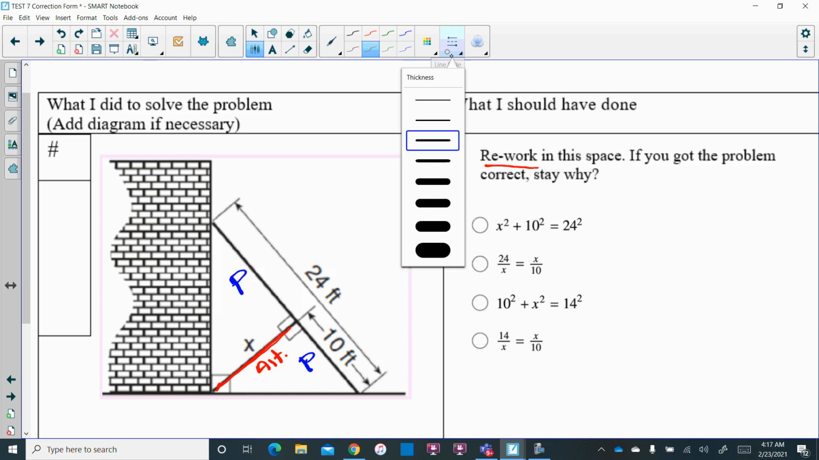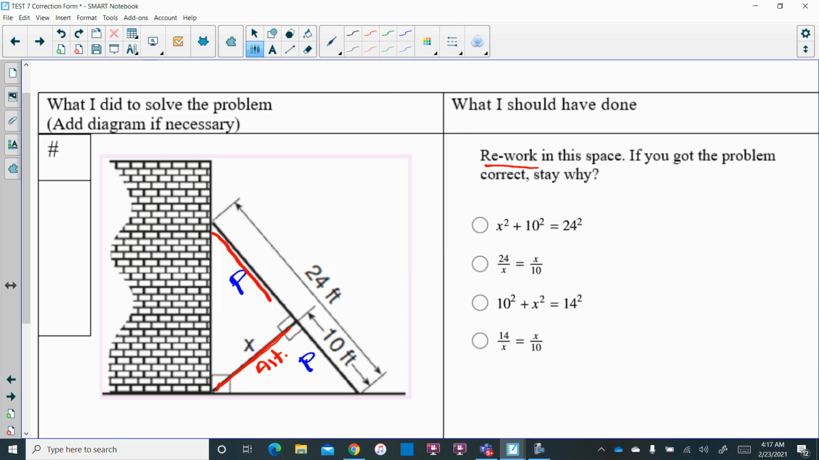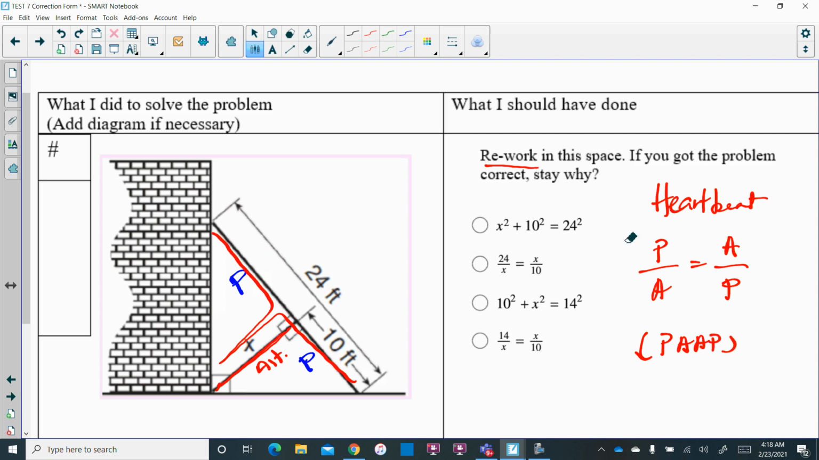And our heartbeat, if you wanted to draw it on your own paper, on your work, there it is. So the heartbeat says, this is your rework with heartbeat. And that says you do the part over the altitude equals the altitude over the part. Okay. Some people do the acronym PAAP. But you have to show the setup.